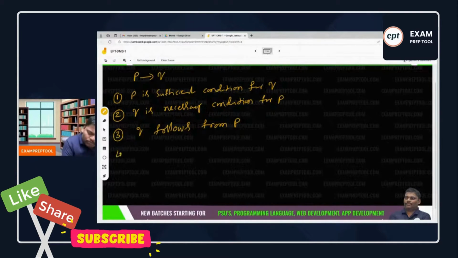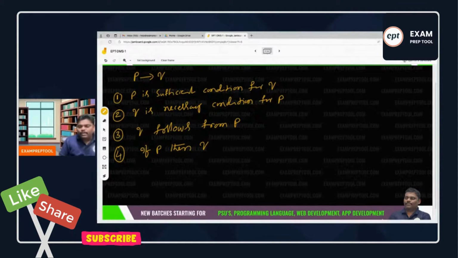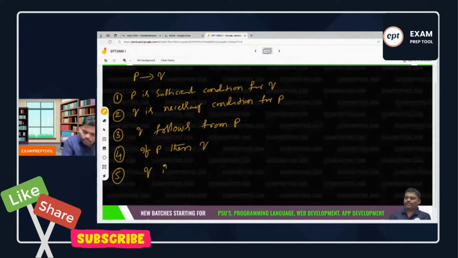One more way people say it is, if P, then Q. This is one more way of reading. If P, then Q. One more way of writing is Q, if P.